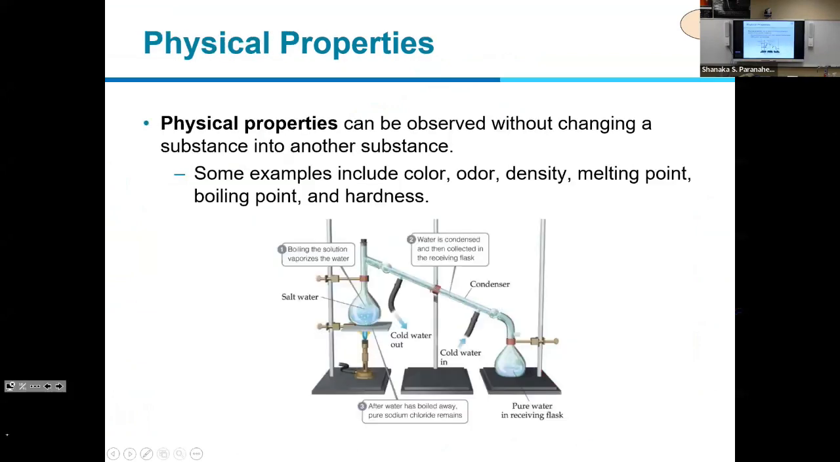I think you can see the definition in the next slide. Physical properties can be observed without changing a substance into another substance. So it does not change the identity of the substance. If it is water, it stays as it is when we take the measurement of the volume of the water, which is the same substance. Examples include color, odor, density, melting point, boiling point, and hardness. Whether it's ice, liquid water, or steam, it has the same compound. We do not convert water into something else.